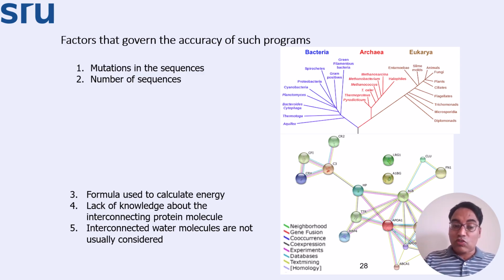Interconnected water molecules are not usually considered. Sometimes two proteins are connected using a water molecule in the middle, because this H2O forms a hydrogen bond between this protein and the other side of the protein, using the other hydrogen. So there's a connection. These intermittent waters, we call them biological waters. These biological waters are crucial to govern the protein network, but we may ignore them as well. So it is a crucial aspect.